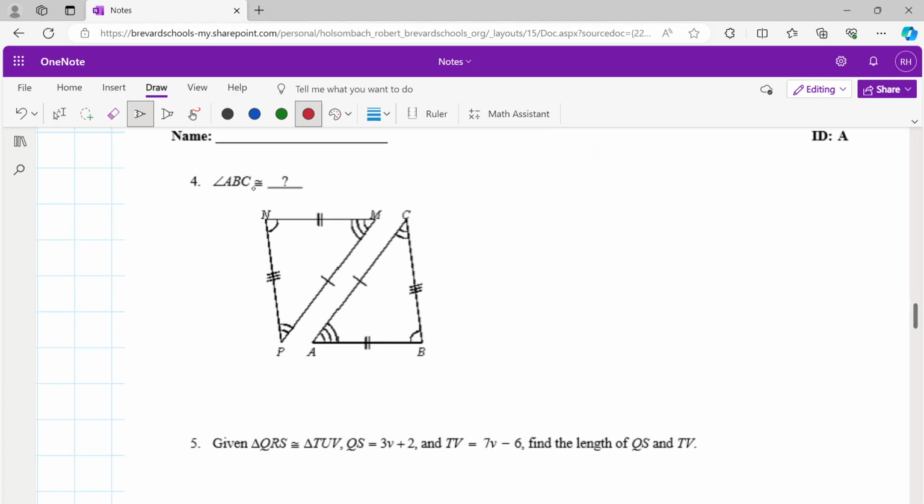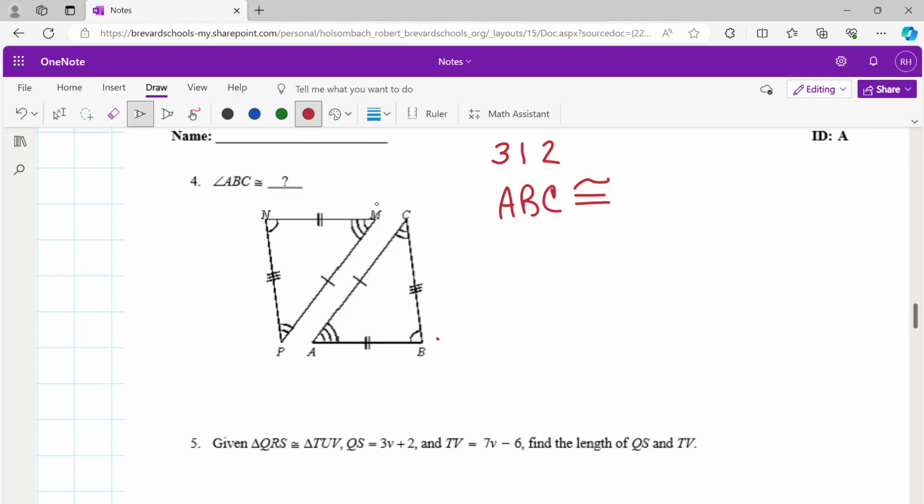Problem number 4, ABC is congruent to. So I'm going to rewrite this, ABC, congruent to. If we look at triangle ABC, and I'm looking at arc marks, how many arc marks does vertex A have? 3. And B has, and C has, A has 3, B has 1, and C has 2.